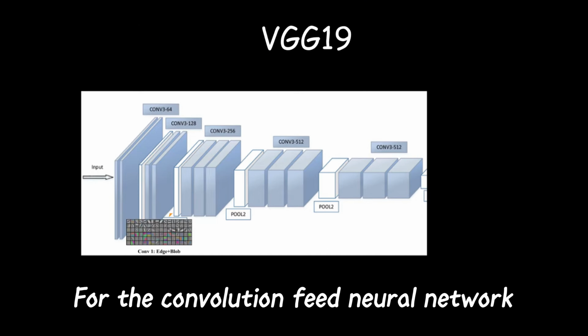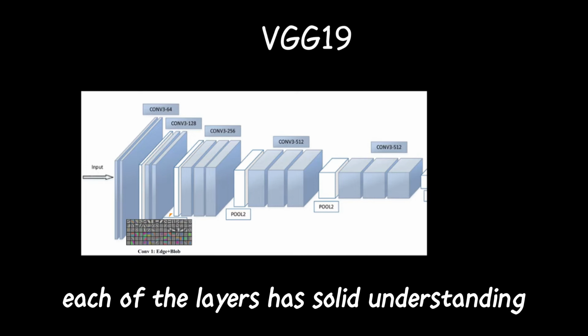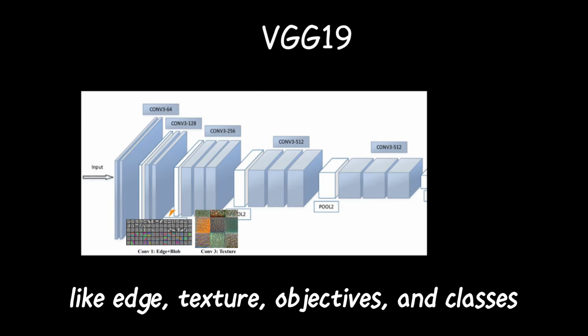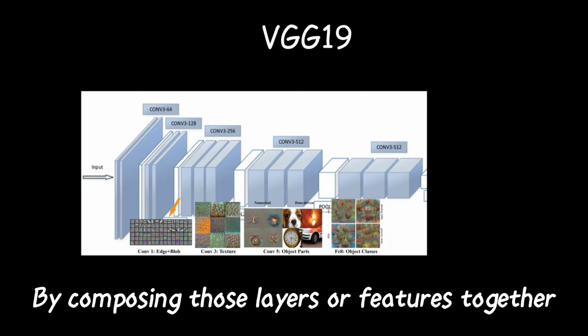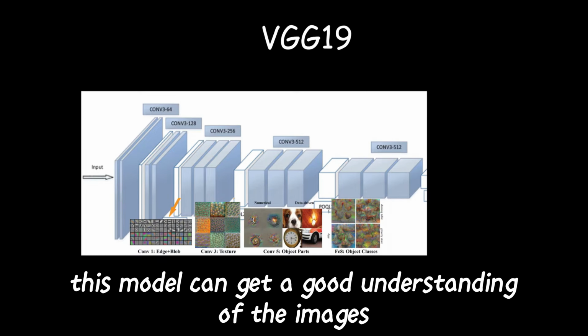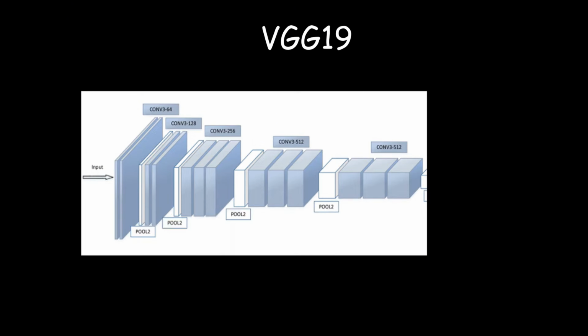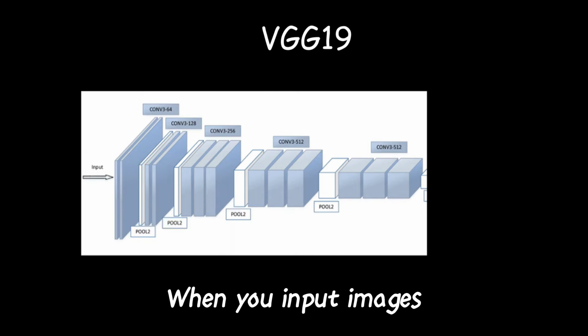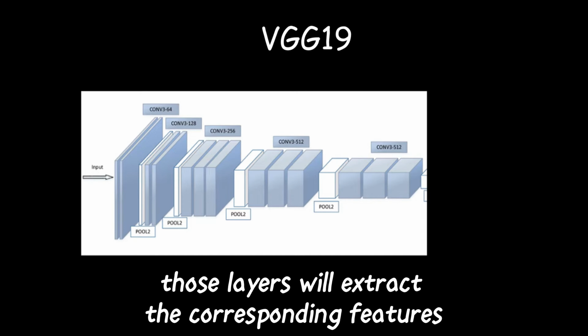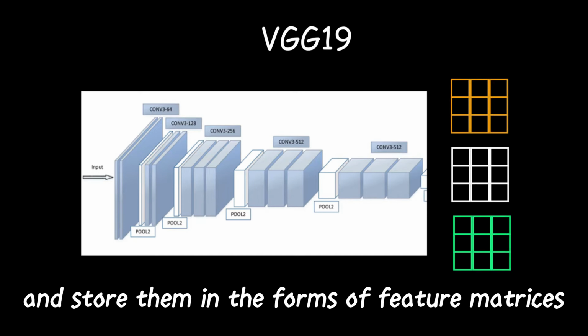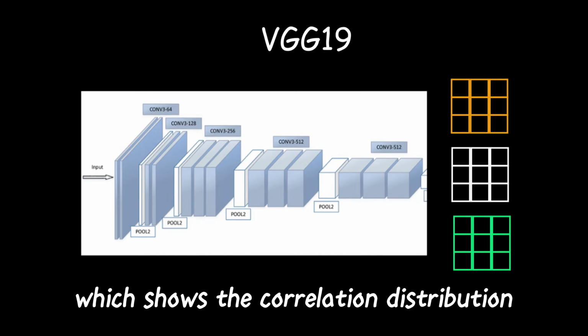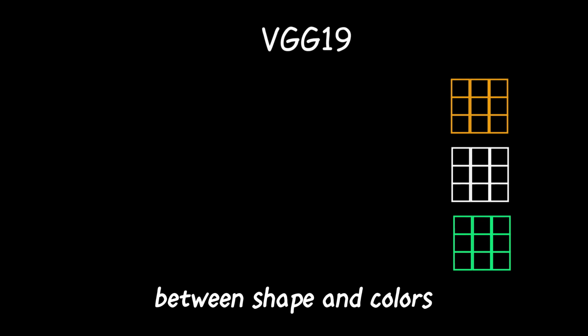For the convolutional neural network, each of the layers has a different level of understanding and can extract different features like edge, texture, objects, and classes. By composing those layers or features together, this model can get a good understanding of the images. When you input images, those layers will extract the corresponding features and store them in the form of feature matrices, which show the correlation distribution between shape and colors.